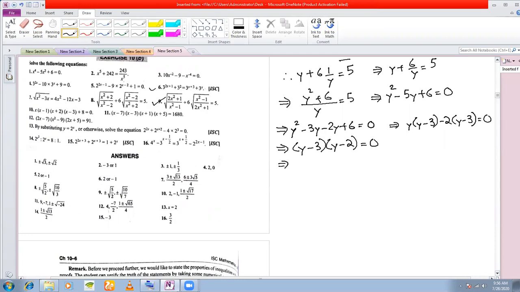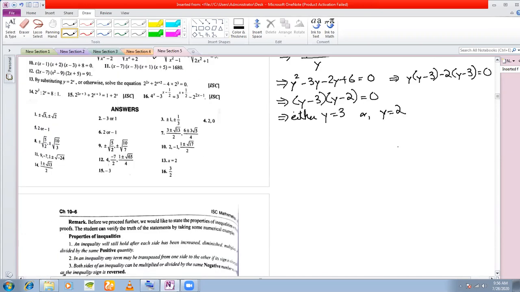That means either you get y is equal to 3 or you get y is equal to 2. Now the point is that what are the values of x? So we consider two cases. Case 1, when y is equal to 3.